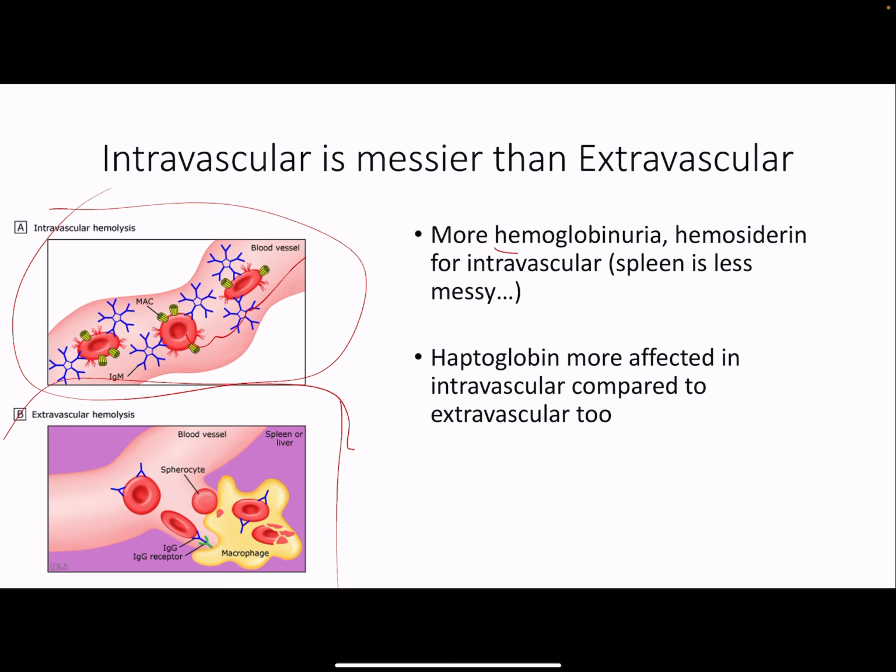So we're going to have more hemoglobinuria, more hemosiderinuria, for intravascular, less for extravascular. Same that the haptoglobin levels are going to be more diminished in an intravascular versus extravascular hemolysis situation.